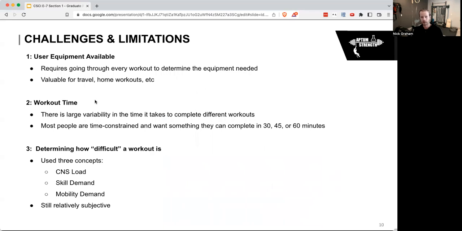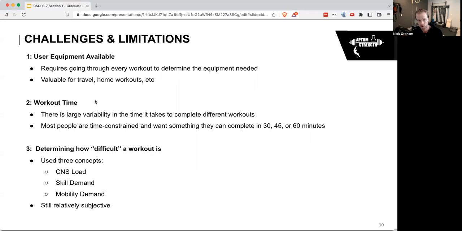So now lastly, I'll get into the challenges and limitations of this project. The first had to deal with user equipment available. This is something I wanted to address, but just didn't have the chance to get to because of time constraints. And also the volume of conditioning workouts I was able to assemble, being over 300 of those, having to go through manually and say, what are the pieces of equipment you need to do this? But I think that's something that would be very valuable, in particular for travel, or people who wanted to work out at home where they only have a few pieces of equipment. Being able to specify what equipment you have and then build a workout plan around just that equipment would be very useful.